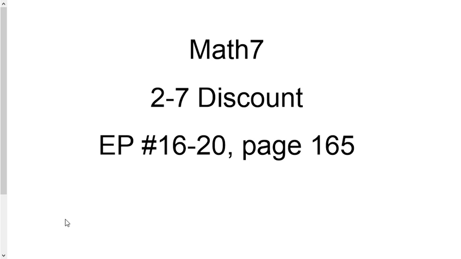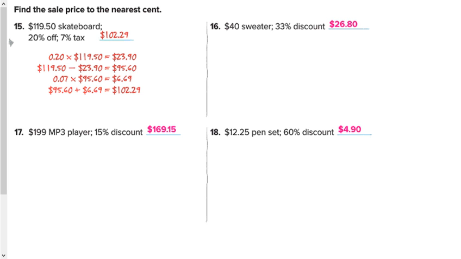Hi there. Today we're going to discuss extra practice number 16 through 20, page 165. This is chapter 2, lesson 7 for discount. There are two methods for this. I'm going to do both methods just so that whichever one you use, you'll be able to see.